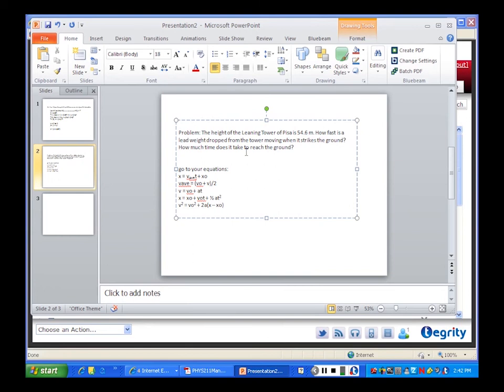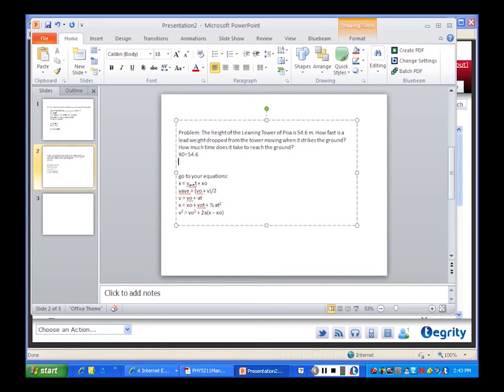Well, here, let's start this way. I'm going to designate the ground. It just seems more logical to designate the ground as our starting point. So that means that our origin is on the ground, so our starting value of the object is 54.6, isn't it? So let's call that x0 equals 54.6.